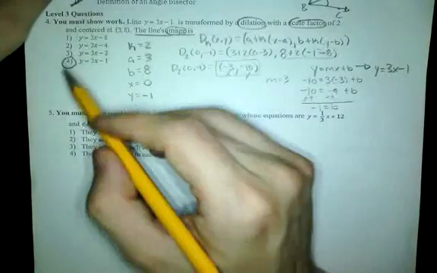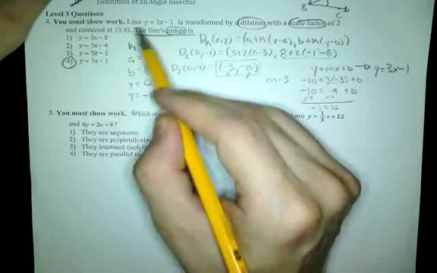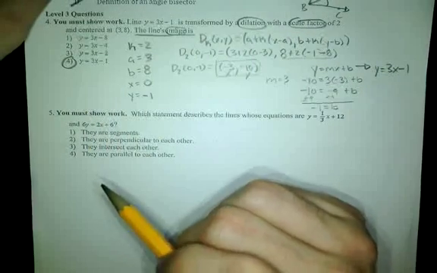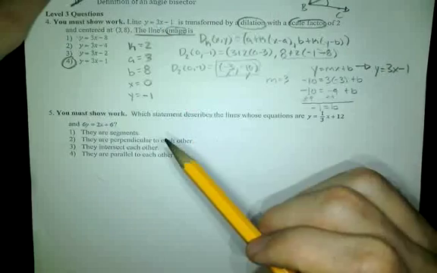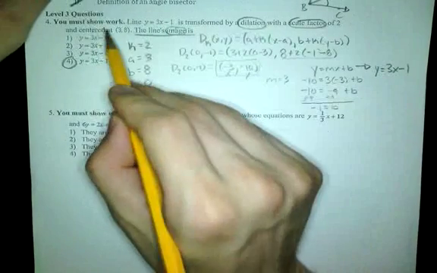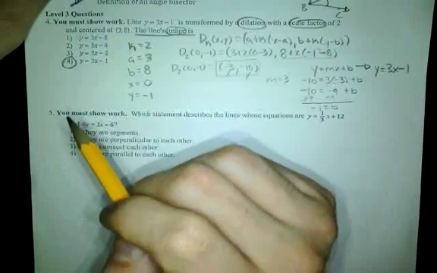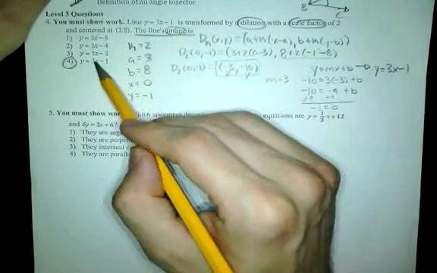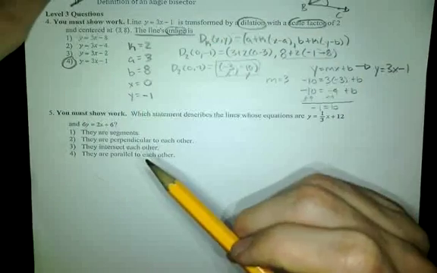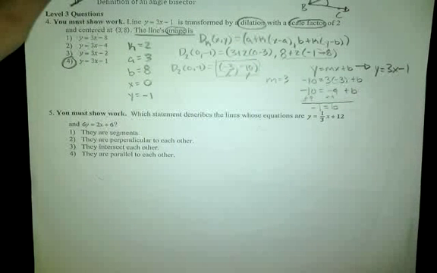What I notice is option 4 is the same equation as the pre-image, which was y equals 3x minus 1, which tells me that my center of dilation is actually on the pre-image because the image and the pre-image coincide. And that concludes question number 4.